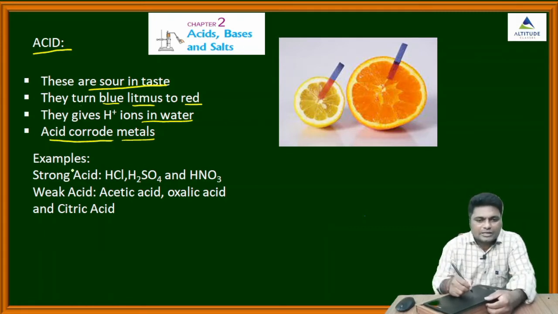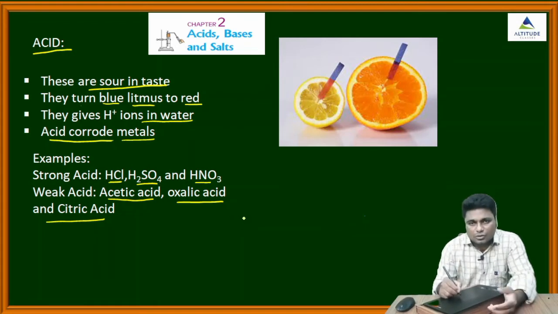Now see some examples. These are strong acids: HCl means hydrochloric acid, H2SO4 is sulfuric acid. Sulfuric acid is also known as the king of chemicals. And HNO3 is nitric acid. Some weak acids: acetic acid, oxalic acid, and citric acid. Citric acid is present in lemon and citrus fruits. Oxalic acid is present in tomato also.